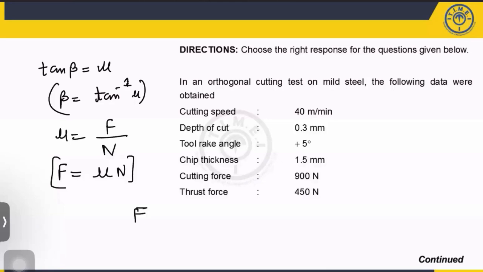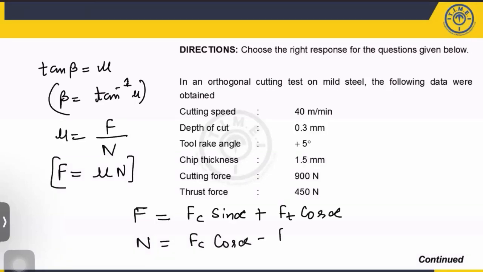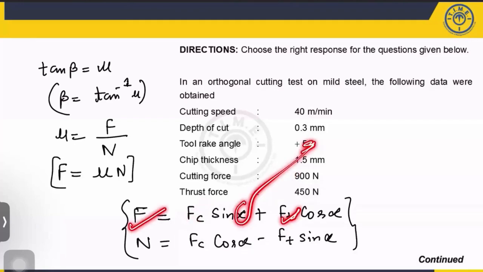Okay, sir. So what is the friction force formula? The friction force is Fc sine of alpha plus Ft cos of alpha. Similarly, the normal reaction is Fc cos of alpha minus Ft sine of alpha. These things I have mentioned in the master table. You know the Fc, the cutting force, you know the thrust force, alpha is also given. That means friction force is known to you, N is known to you. These two values being known, the coefficient of friction you can also calculate. That means the beta value you can easily calculate.